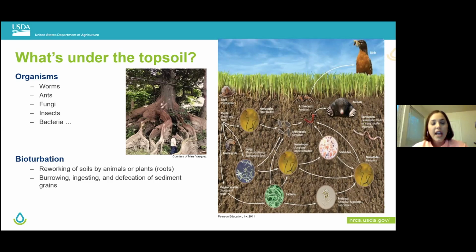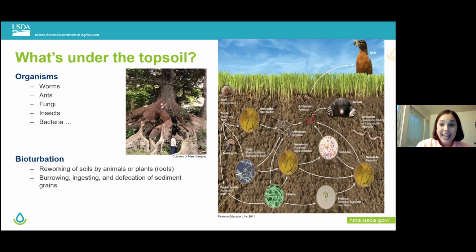But I want you to take a close look at that picture I have right there. That is a ceiba tree from Puerto Rico. I know that tree is also in other parts of Central America and South America. Look at the root system. It is very impressive. Now think about the bioturbation that root system is doing in the soil. It is a big deal.